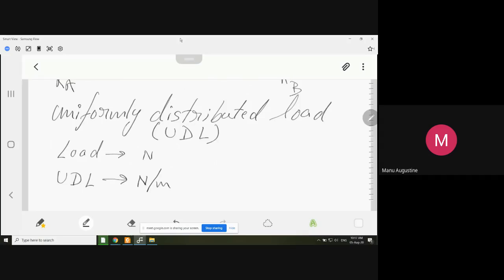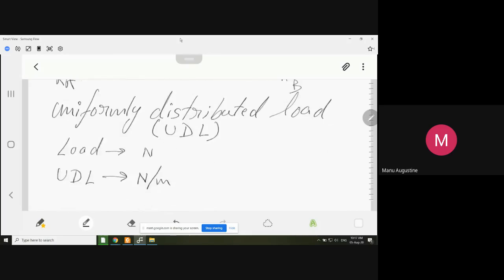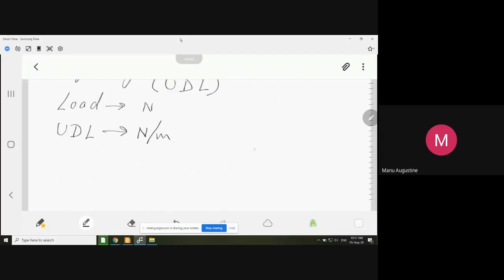Uniformly distributed load, as the name itself implies, is a load which is not concentrated at a point, but it is distributed over a length. And this distribution is shown with the help of this spring-like shading. Some people or some books do not use the spring notation to depict the uniformly distributed load. Suppose there is a simply supported beam, and if you want to show that there is a load which is uniformly distributed over the entire length of the beam, then what they do is, they simply draw a figure like this.